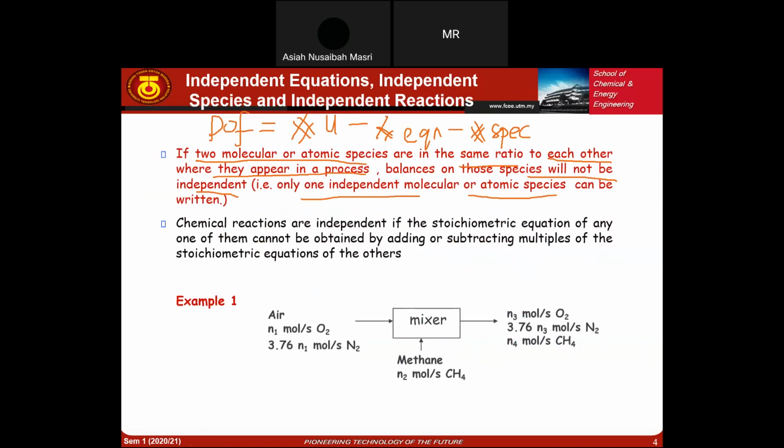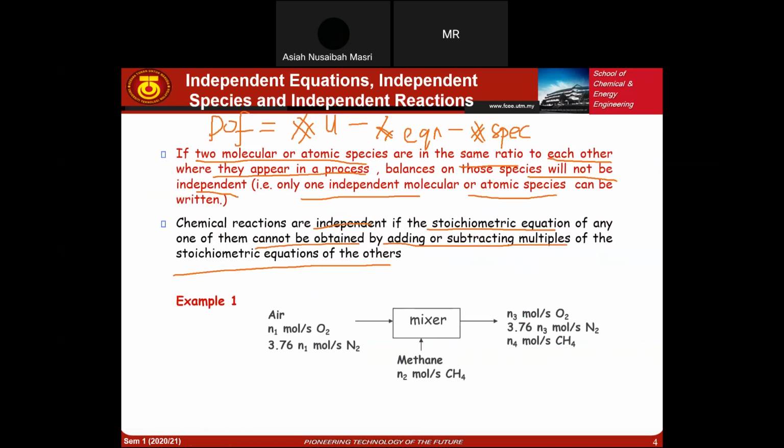Secondly, chemical reactions are independent if the stoichiometric equation of any one of them cannot be obtained by adding or subtracting multiples of the stoichiometric equations of the others. Okay, let's see an example. Here we have a mixer. We know basically a mixer doesn't involve a reaction, right? It's just going to mix whatever comes in.